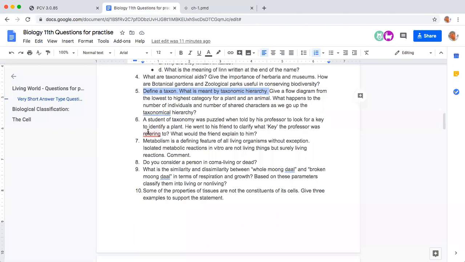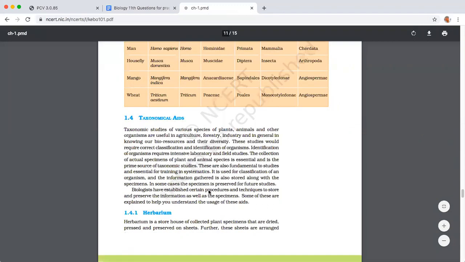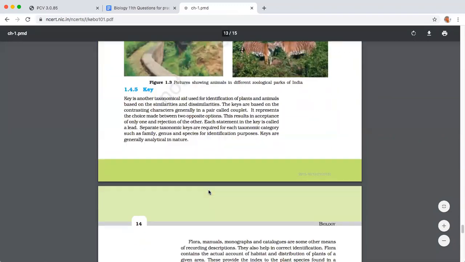I think they are asking you what is key in a different way. You just have to write what is key. It is a taxonomic key. A taxonomic key will be made up of statements, a couplet, which will contain contrasting characters. Each statement in that couplet is called a lead. It will take you to another couplet, which will help to identify an animal or a plant. You have to read this paragraph on the key, and whatever is given here, you have to precisely write it.